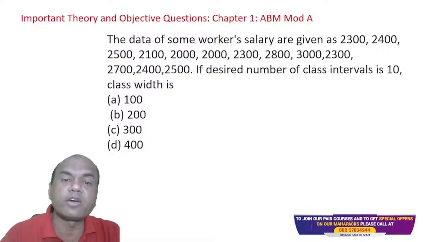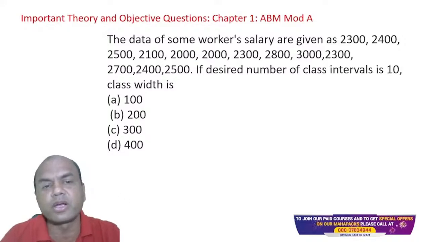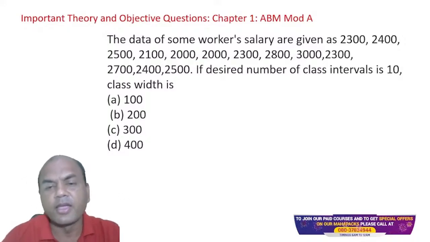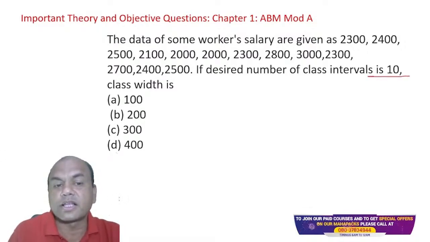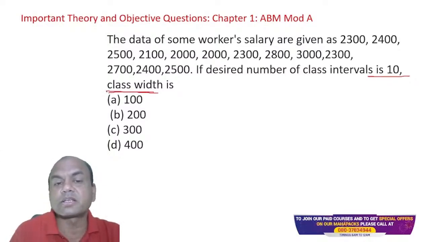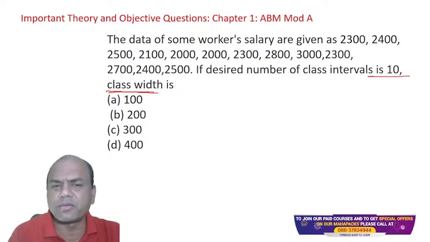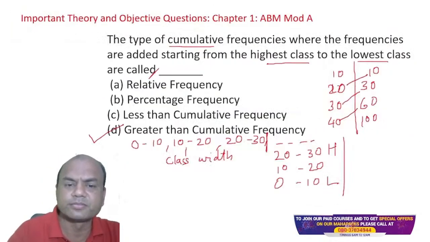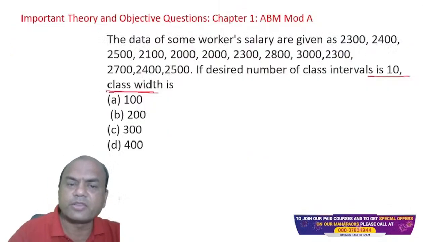The data of some workers' salary are given as this, 2300, 2400, 2500. You can read this data. If the desired number of class intervals is 10, then the class width is. Now, how to find out the class width? Firstly, remember what the class width is. Class width means, suppose I divide these numbers, like the example I gave you earlier: 0 to 10, 10 to 20, 20 to 30. Same thing. So the same class width you have to find over here.